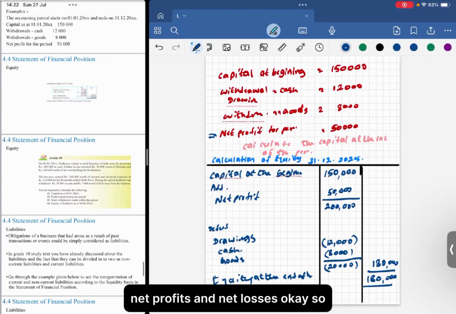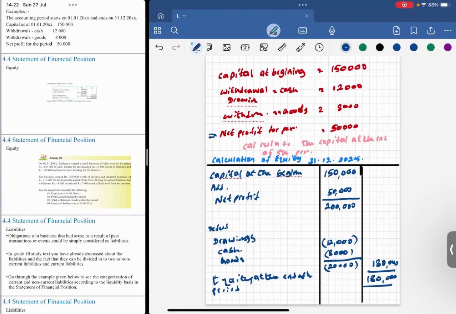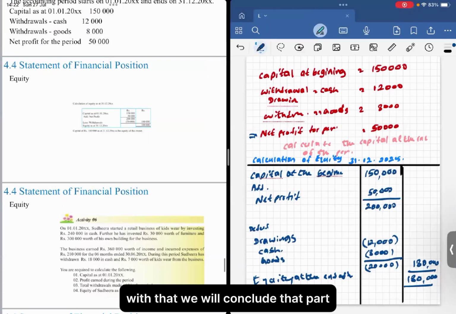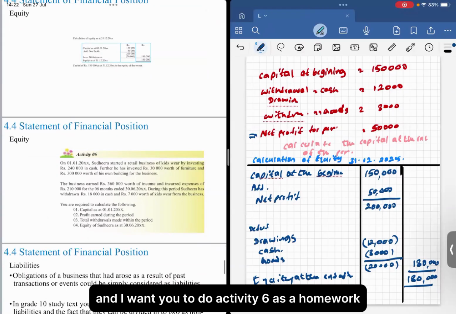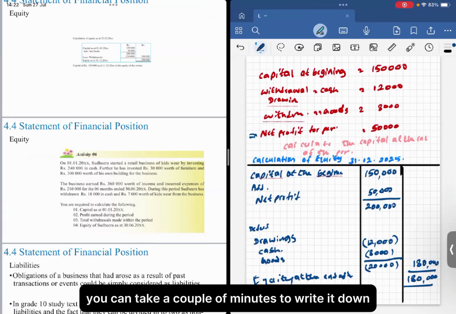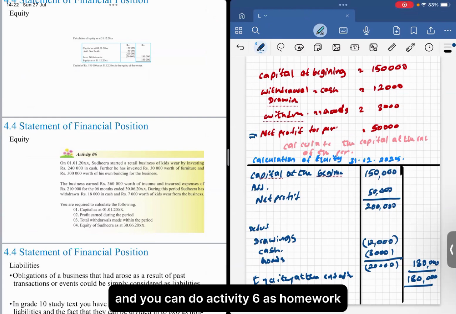With that, we will conclude that part, and I want you to do activity 6 as homework. You can take a couple of minutes to write it down, and you can do activity 6 as homework.